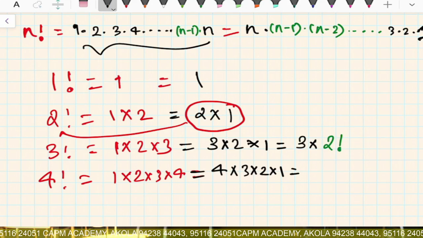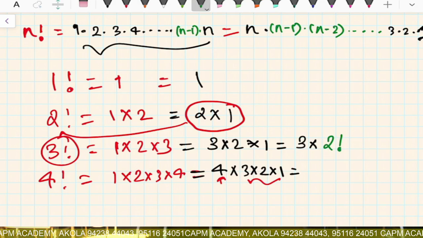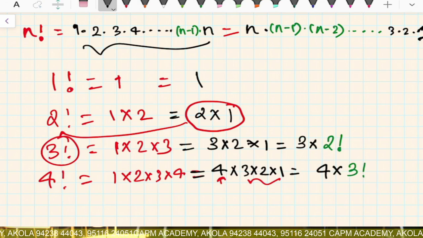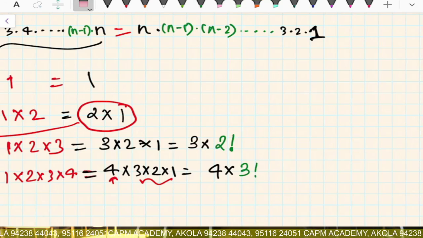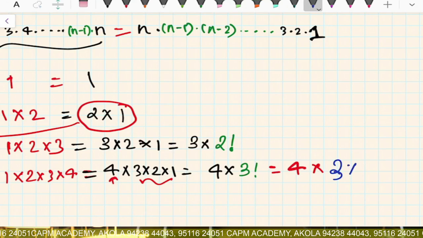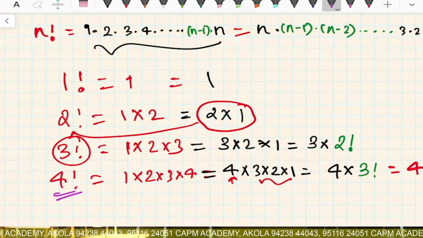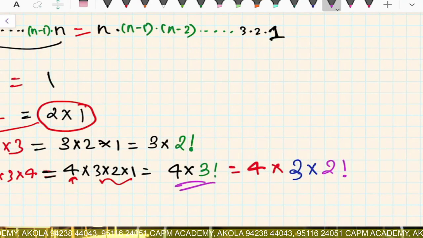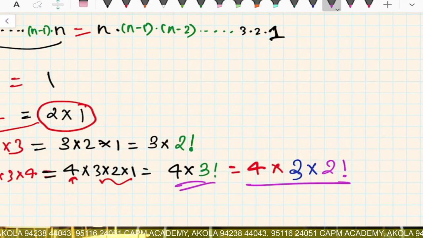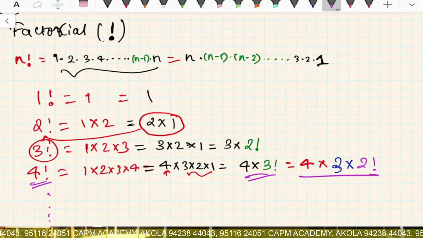Now apart from this 4, there is 3 into 2 into 1, and that is 3 factorial, and I can write it in this way, 4 into 3 factorial, or I can write this in another form as 4 into 3 into 2 factorial. So writing 4 factorial is the same as writing 4 into 3 factorial, is the same as writing 4 into 3 into 2 factorial. They are the same, and so it goes on for infinite numbers.